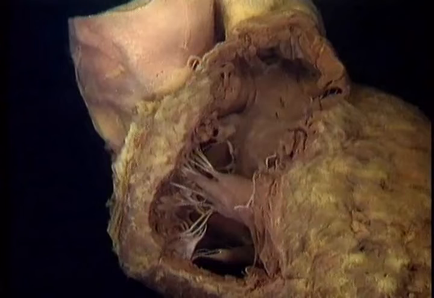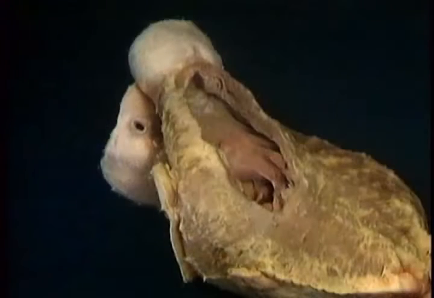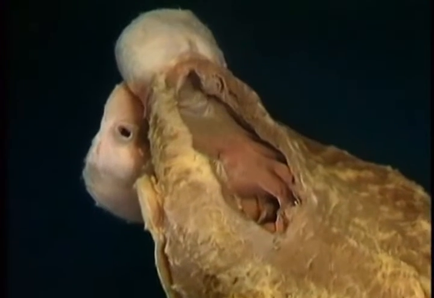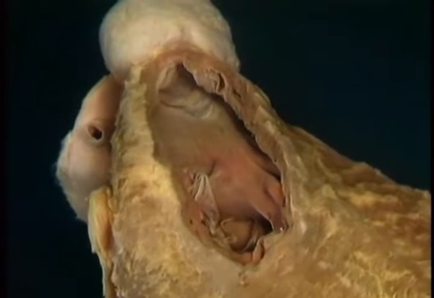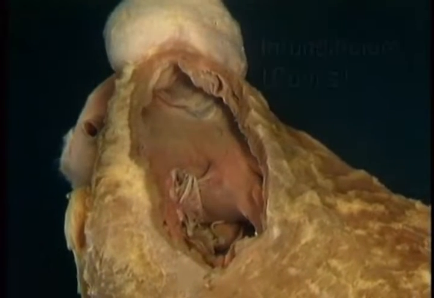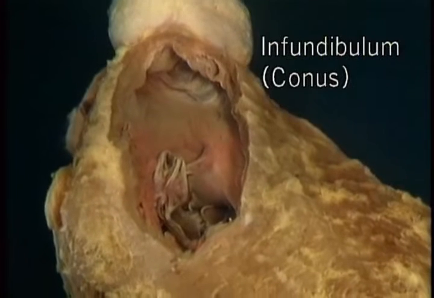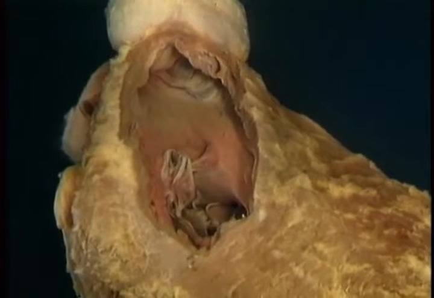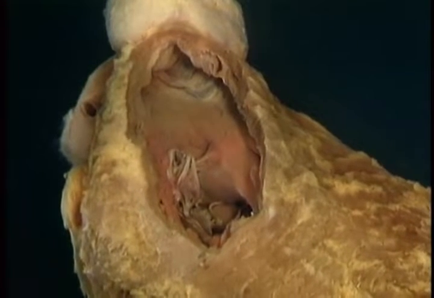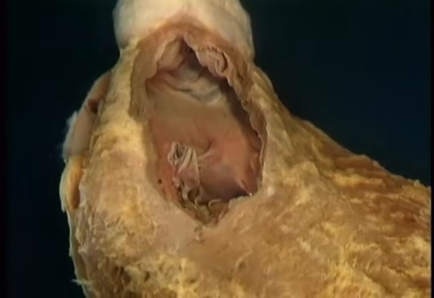To see the outflow pathway of the right ventricle, we'll go to a different specimen. The tapering part of the right ventricle that leads up to the pulmonary valve is known as the infundibulum and also as the conus. Unlike the rest of the right ventricle, its lining is smooth. We'll look at the pulmonary valve in a minute.